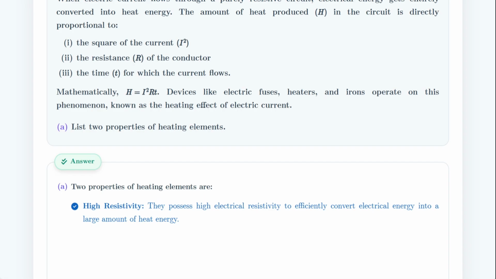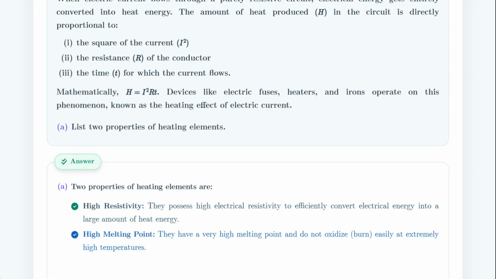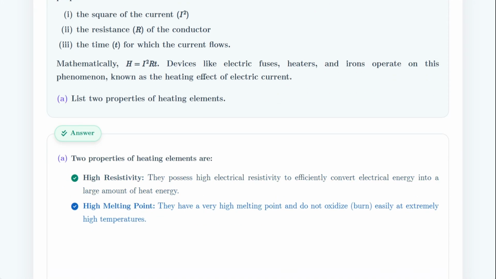First, high resistivity. They are usually made of alloys like nichrome to efficiently convert electrical energy into heat. Second, a high melting point. They must withstand elevated temperatures and not oxidize or burn readily.